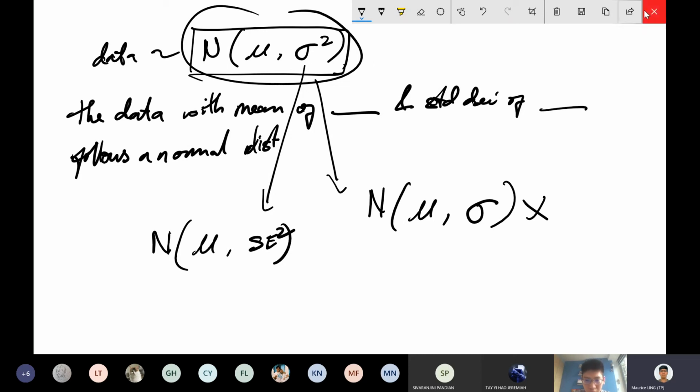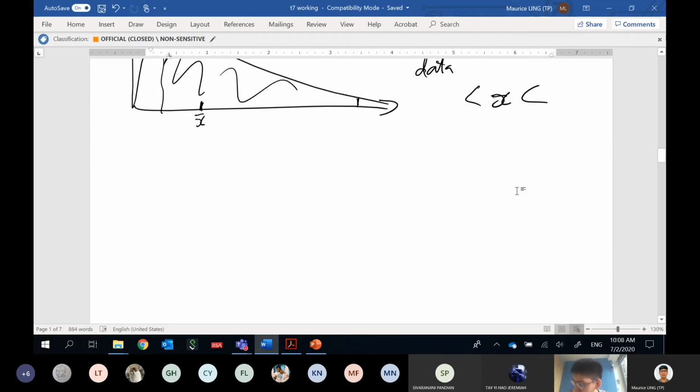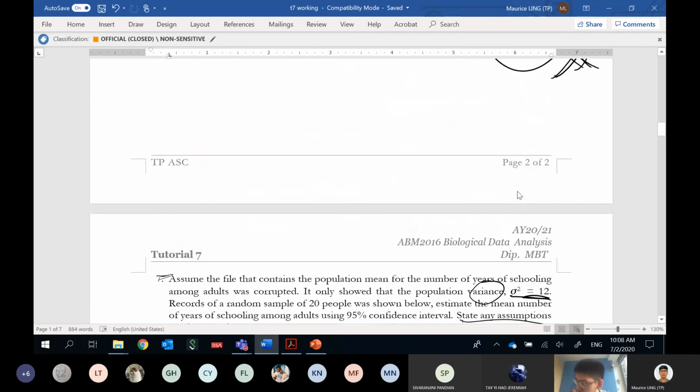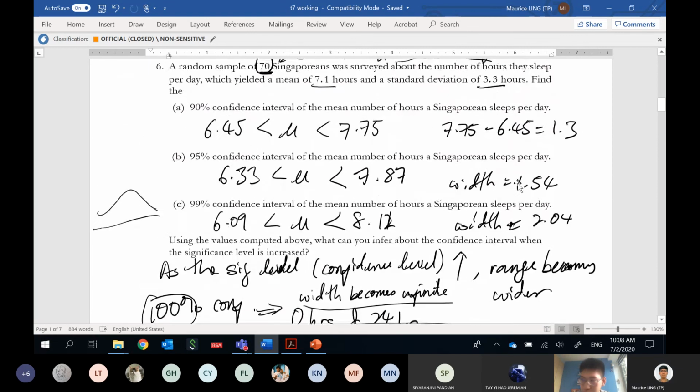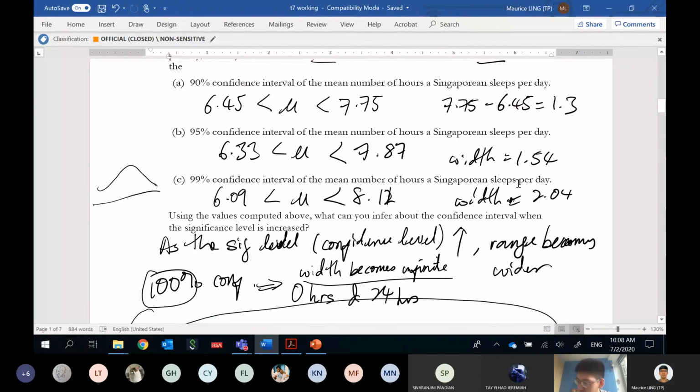Yes, sir. Okay. So also regarding the final part of question 6 about the inference about the confidence interval when the significance level is increased. So alternatively, can we say that the higher the level of significance, then the smaller the range of the two set values associated with the confidence interval, sir?